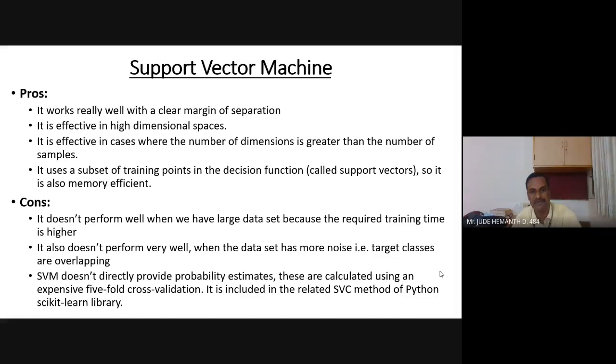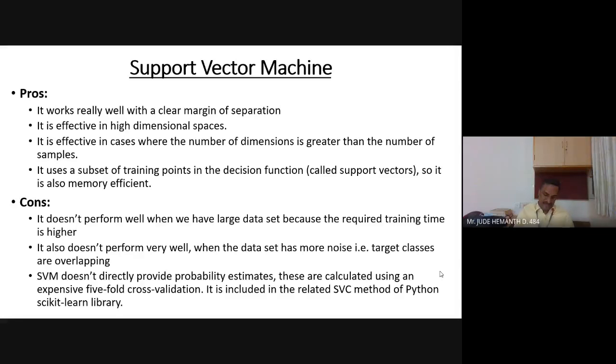And they don't directly provide probability estimates. Right? Normally in logistic regression, we saw that when you give it to a function, it gives output from 0 to 1. Right? But in SVM, you cannot get a direct probability estimate. We have a procedure: these are calculated using an expensive 5-fold cross-validation. Five times you need to run the program. We saw about cross-validation, taking the training samples again and again, shuffling them. Right? With the advancement of languages like Python, we have the process built in. But algorithm-wise, that is going to be heavily computationally complex. That also is one of the drawbacks of support vector machines.